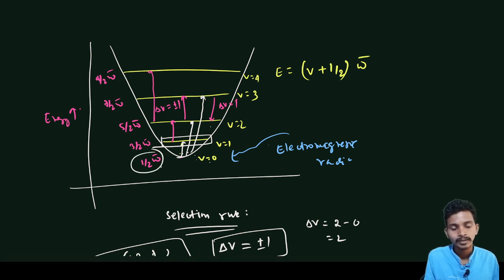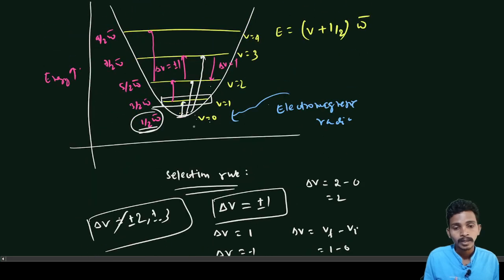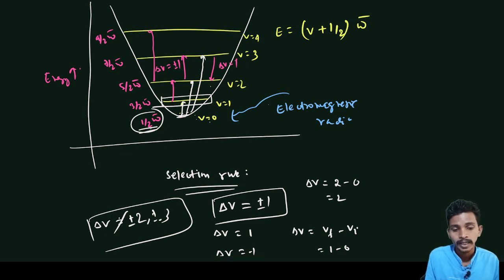Whenever V equal to 0, some energy is there. It means at that time also the molecule is vibrating. Even if you are not giving any energy to the molecule, it is still vibrating. But for rotational spectroscopy, when you give no energy, when J equal to 0, it has 0 energy. It means it is not rotating at all. But for vibrational spectroscopy, even if you are not giving any energy and the temperature is very, very low, it still has some energy. V equal to 0 still has some energy.